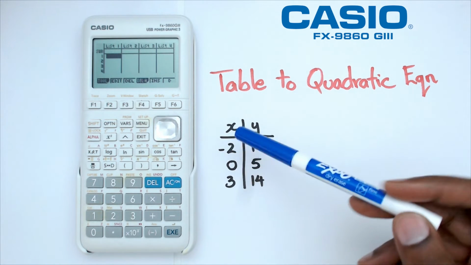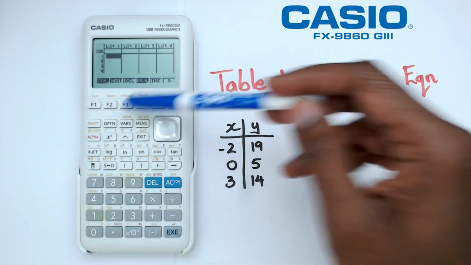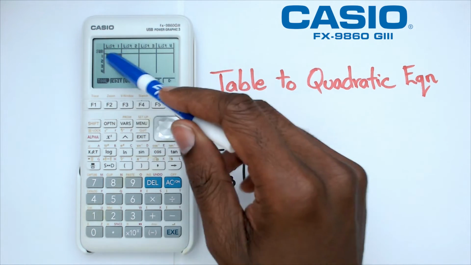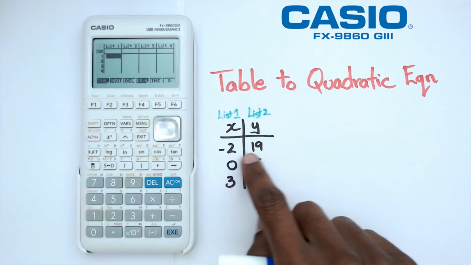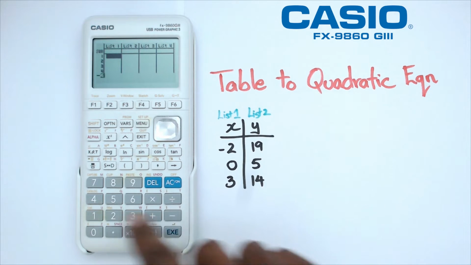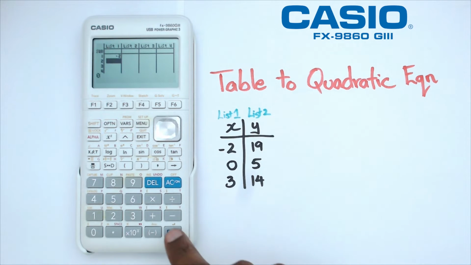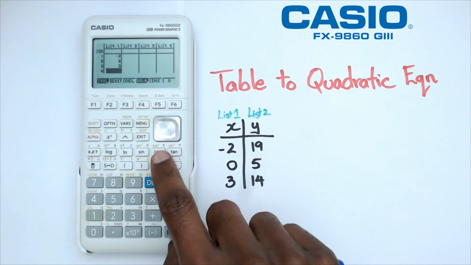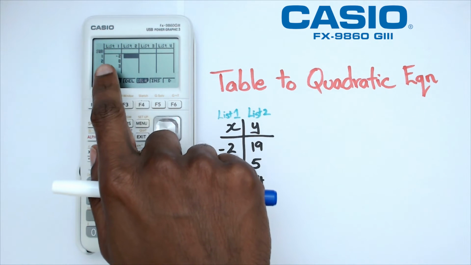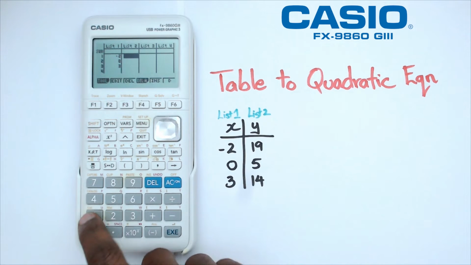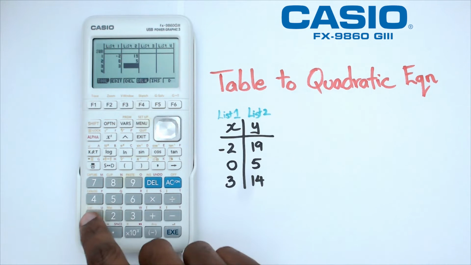Now what we're going to do is write down all the X values as list 1 and all the Y values as list 2. We're going to put that in the calculator, and we just need to make sure that we pair them with the right coordinates. For example, I'm going to put down all the X values first. I'm going to write down -2, press EXE, 0, and 3. Next, I'm going to use the cursor, go to list 2, and I need to make sure that -2 is paired with 19, 0 is paired with 5, and 3 is paired with 14.